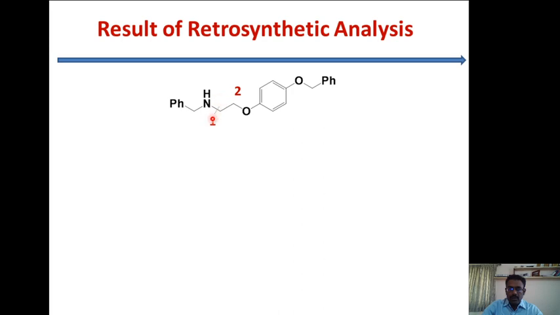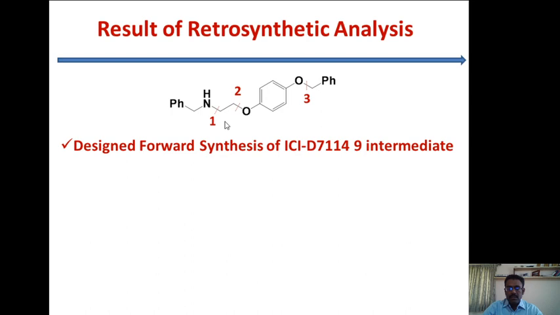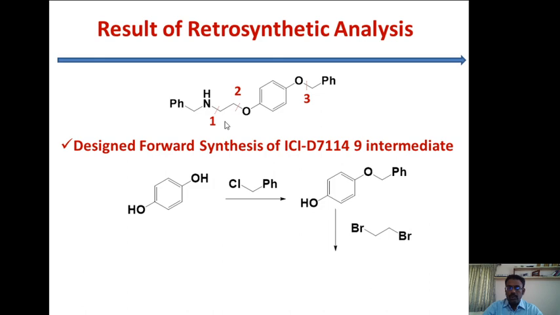Instead of showing this as the first breaking bond, I showed the wiggly bond over here. So please correct it: this is the first bond you are breaking, this is the second bond, and this one the third bond. All the others are correct, only here I made a small mistake. After all the analysis, we came to the conclusion that this molecule can be synthesized from this starting material. That's what we saw yesterday.